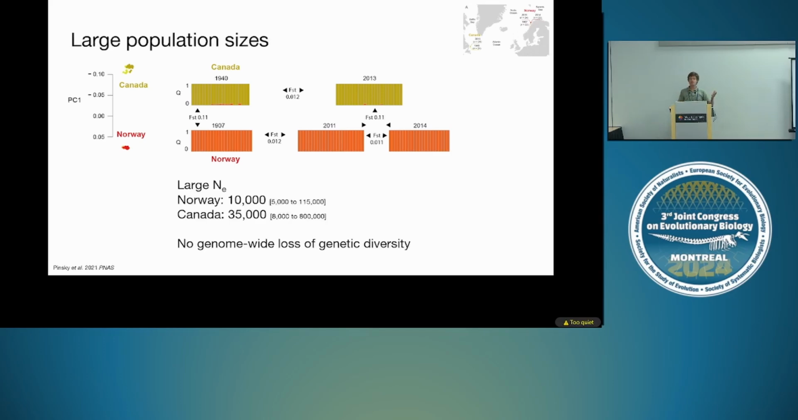Allele frequency changes through time are quite weak, about 1%, suggesting that effective population sizes were very large, on the order of 10,000 in Norway, maybe 35,000 in Canada. That's from a Jorde-Ryman estimator. And we didn't detect any genome-wide declines in genetic diversity.